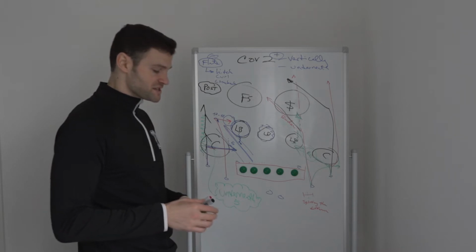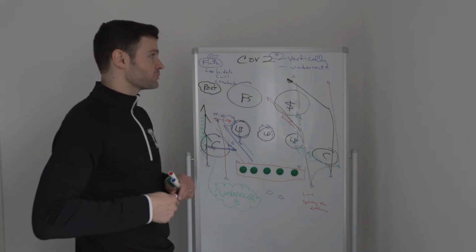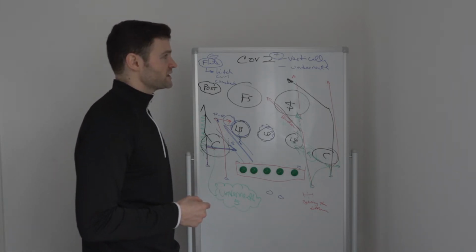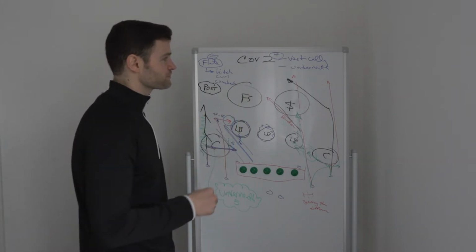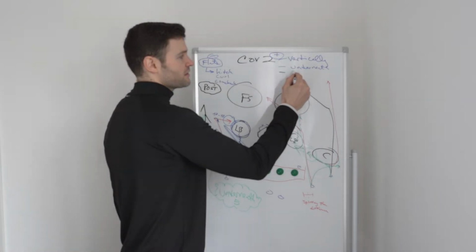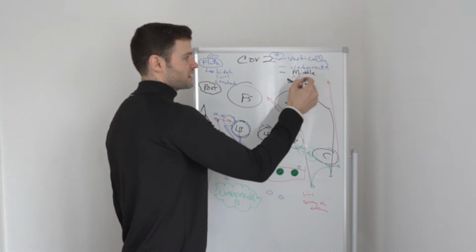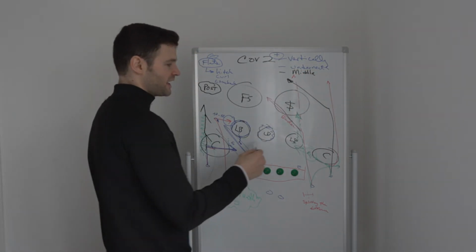And where are the weaknesses in cover two? This is the last point I want to talk about with cover two here and attacking cover two. What are the weaknesses? All right, the weaknesses are, and I'll put this in the plus section, vertically underneath, middle of the field. I'll put middle here, right? You got one guy, okay?